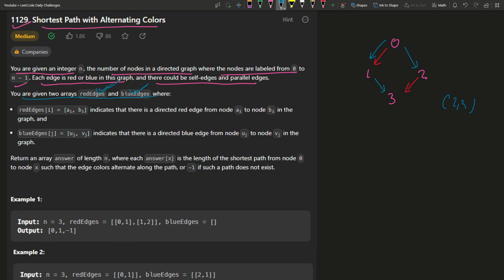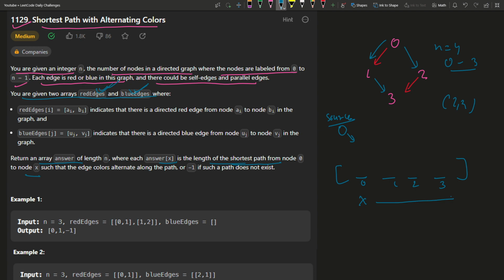Now, return an array answer of length n, where each answer is the length of the shortest path from node 0 to node x. So we are going to return an array of the same size, of length n. Here n was 4 because we have labels from 0 to 3. So we are going to return an array of size 4, with index 0, index 1, second index, third index. We have to return the length of the shortest path from node 0 to node x. Think about this: our source node is clear, it is 0. They have mentioned from node 0 to the respective node x, and x is nothing but the iterable.